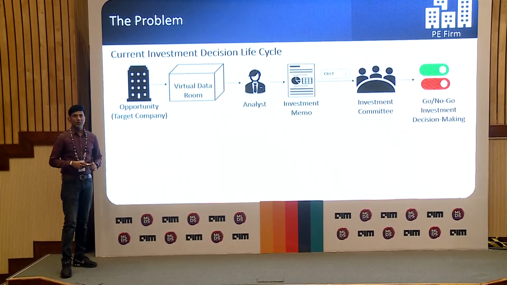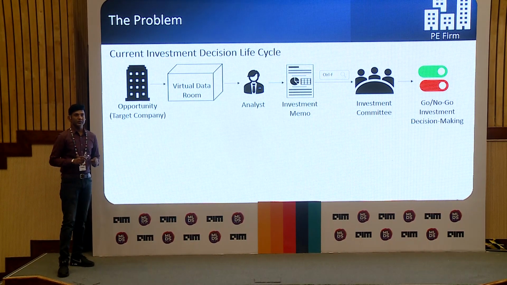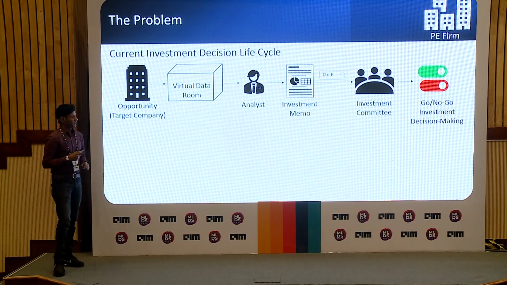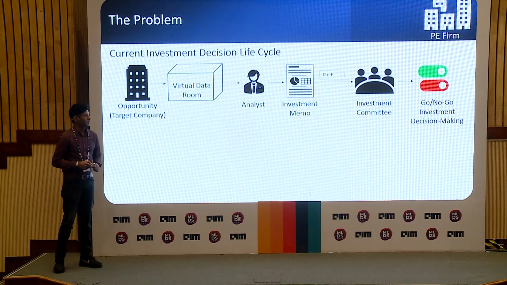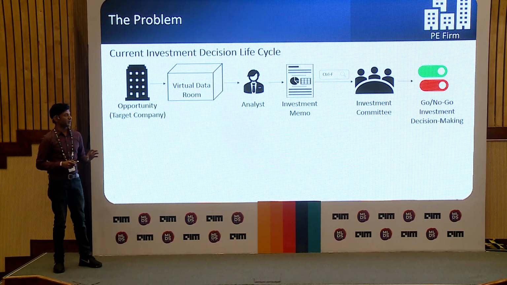Okay, what is the business problem that we are trying to solve? Every PE firm needs to make the right investment decision to improve their business. It starts with identifying a target company, then performing due diligence, and then creating an investment memo which can be used by the investment committee to take a decision about the investment. Our goal is to improve the quality of the decisions made by the investment committee.